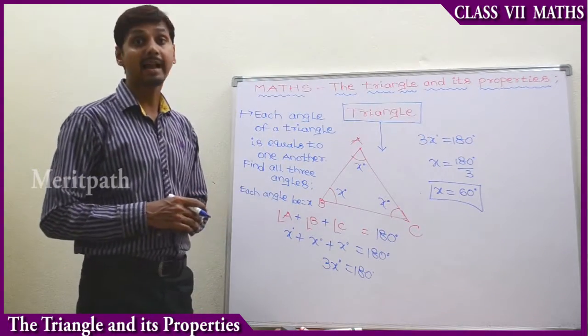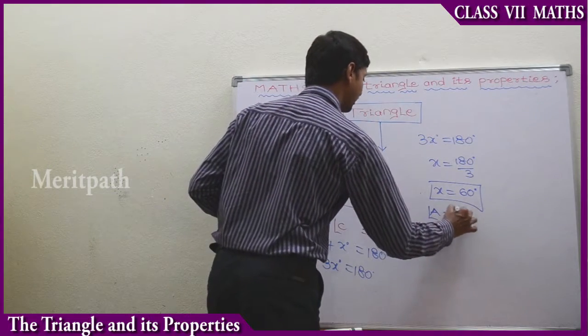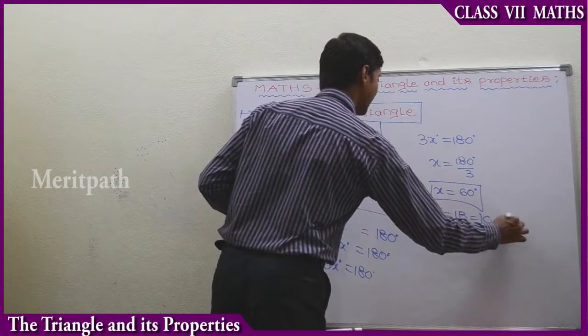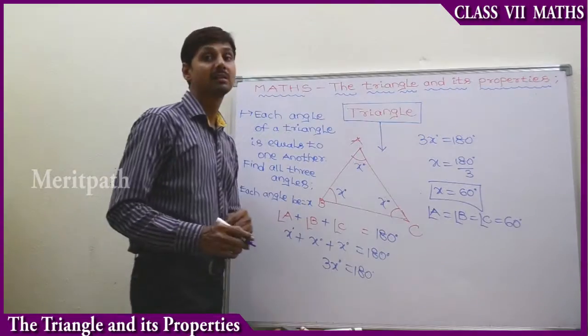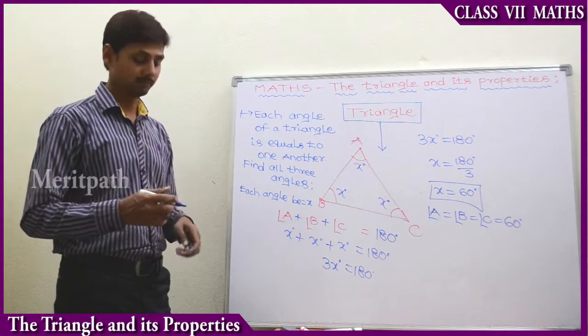It's an equiangular triangle, that is angle A is equal to angle B is equal to angle C is equal to x, that is 60 degrees. So let's go to the next concept.